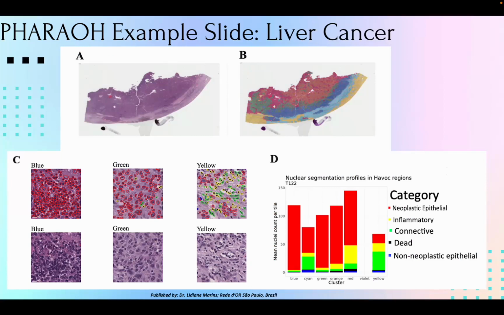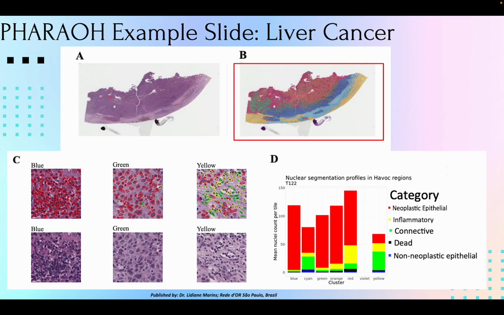The newest member of the family of PHARAOH classifiers is the liver hepatocellular carcinoma classifier, which I developed in collaboration with Dr. Lidiane Marins, a pathologist in Brazil. This image shows one of the slides from the cohort used to train the classifier. Figure A shows the original hematoxylin and eosin, or H&E stained whole slide image, which, upon being run through PHARAOH, is overlaid with the color tile map in Figure B that distinguishes morphologically different regions by color.